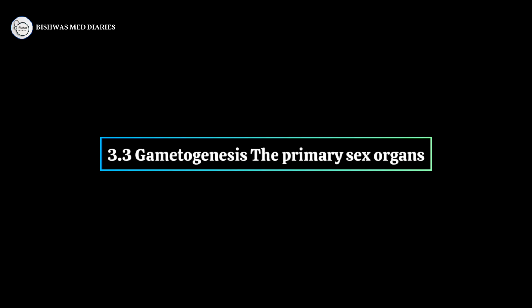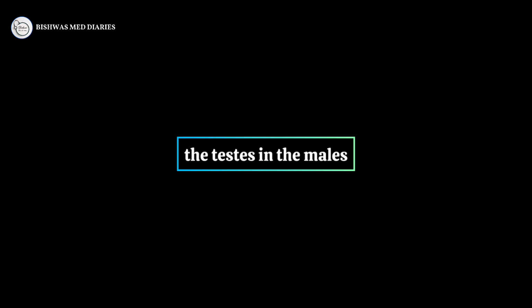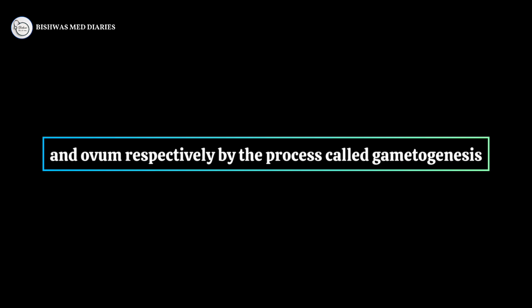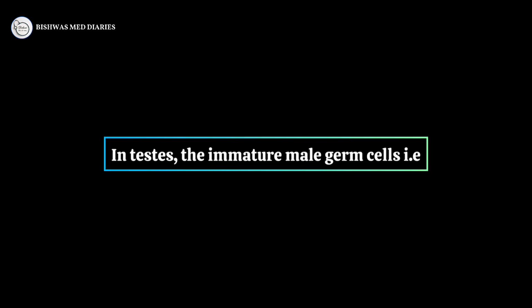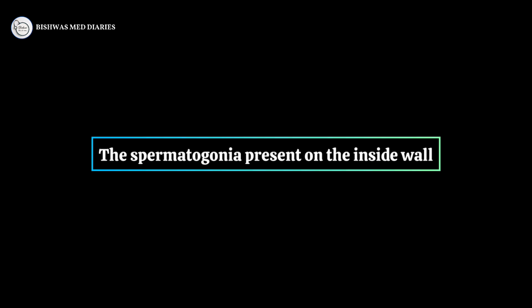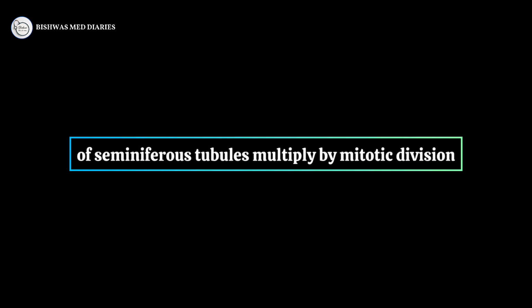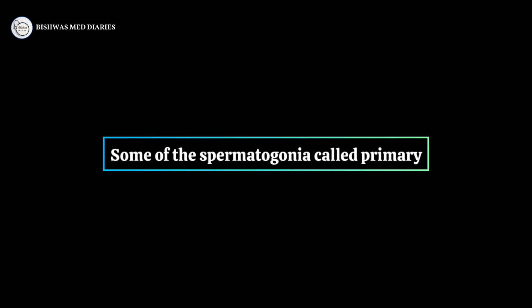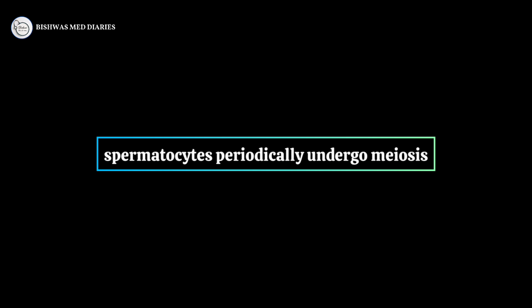3.3 Gametogenesis. The primary sex organs, the testes in the males and the ovaries in the females produce gametes, that is sperms and ovum respectively, by the process called gametogenesis. In testes, the immature male germ cells, that is spermatogonia, produce sperms by spermatogenesis that begins at puberty. The spermatogonia present on the inside wall of seminiferous tubules multiply by mitotic division and increase in numbers. Each spermatogonium is diploid and contains 46 chromosomes. Some of the spermatogonia called primary spermatocytes periodically undergo meiosis.